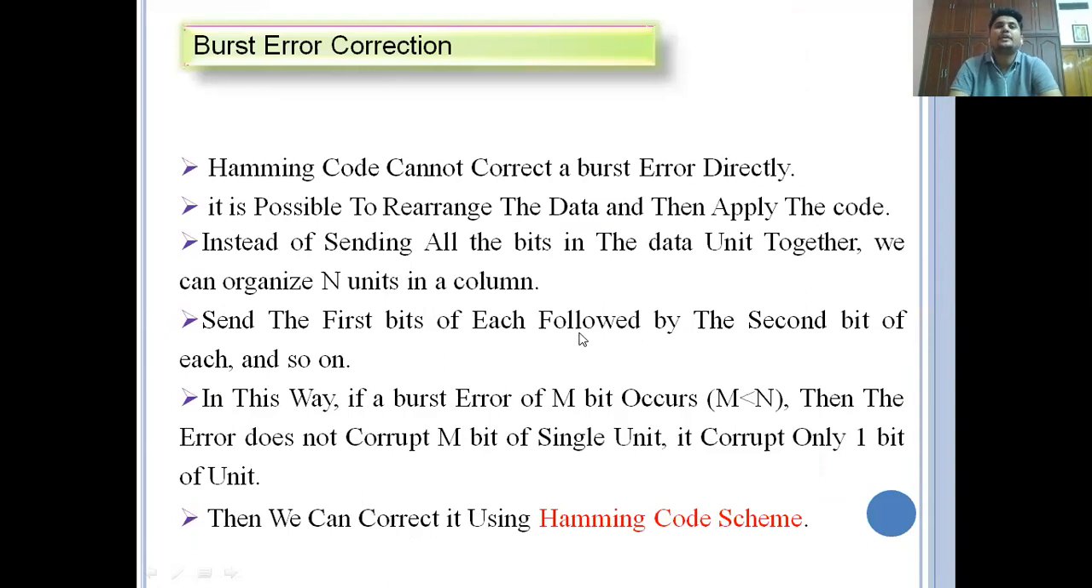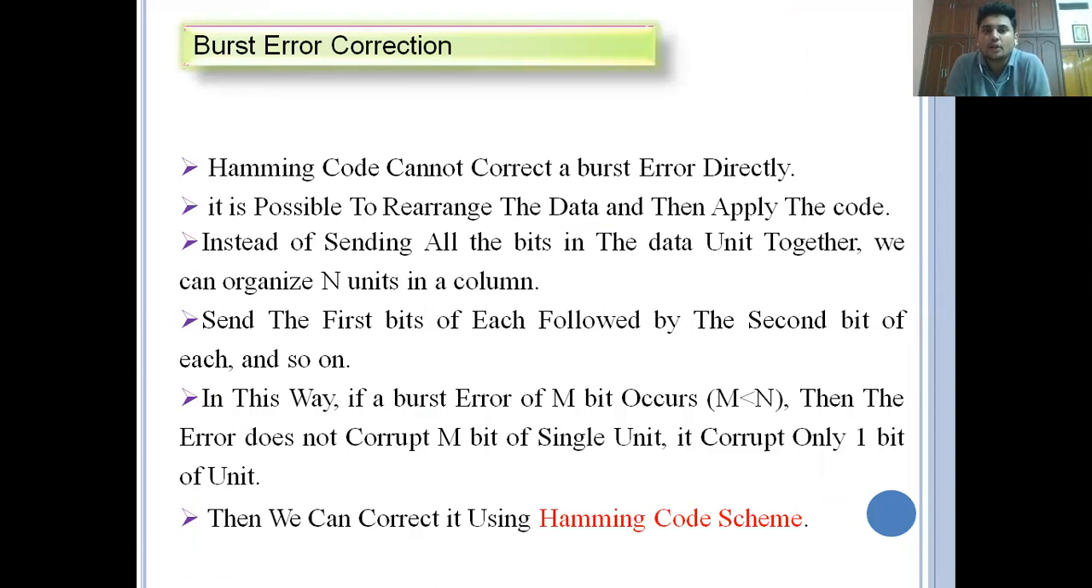The Hamming code cannot correct a burst error directly. It is possible to rearrange the data and then apply the code. So it cannot directly modify the data, it rearranges the data and then applies the code.